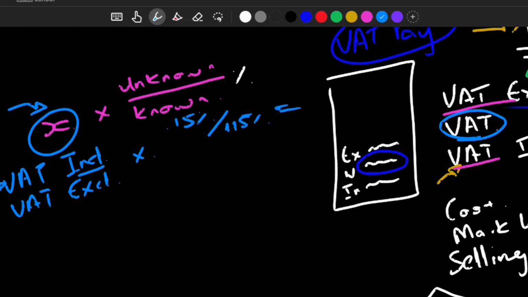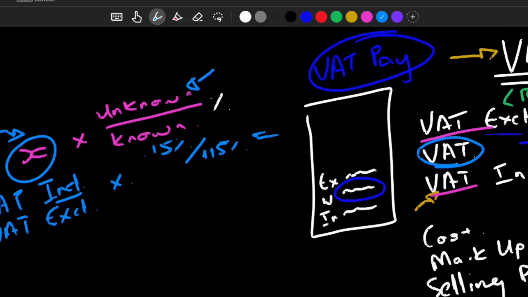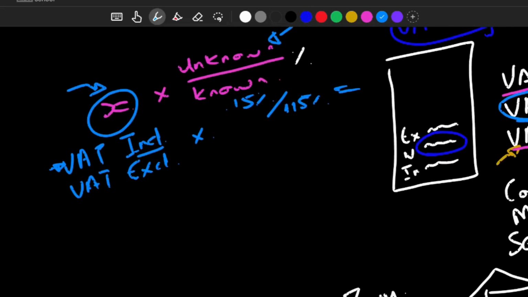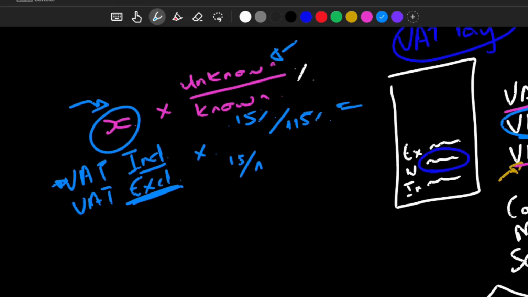If you're working with the exclusive amount, it's, once again, what is our unknown? Our unknown is VAT at 15%. So that's going to be 15%. What is our known? In this case, our X represented the exclusive amount. Exclusive amount, we know in percentage terms, is 100%, right? Over 100%. Then you get your answer, right?